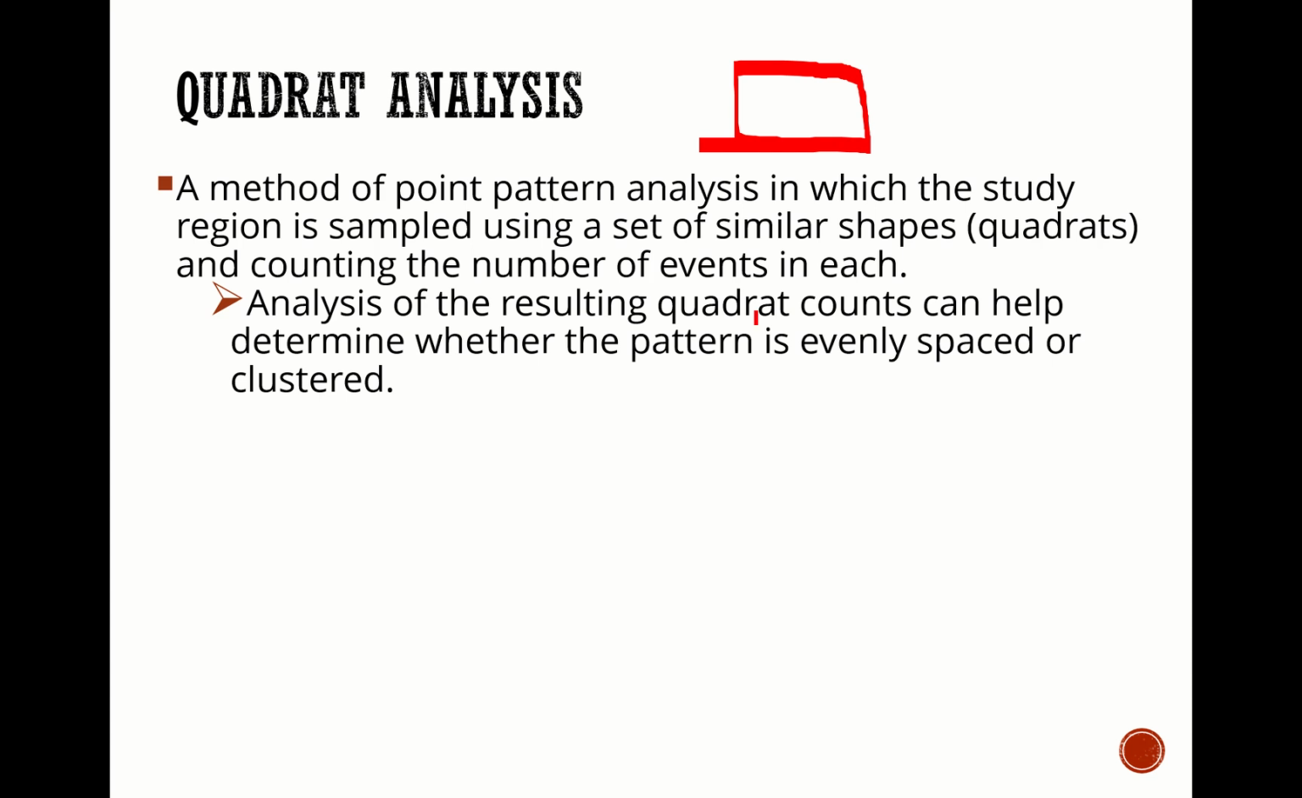So basically you're setting up this quadrant and you're placing it over your area of interest, and you're counting up how many occurrences you get in each one of those quadrants.